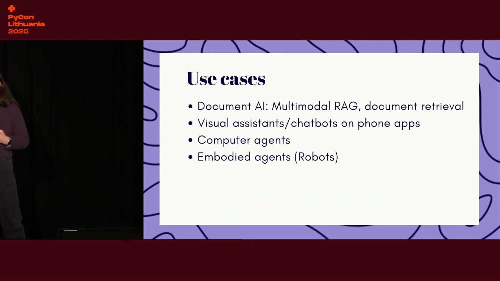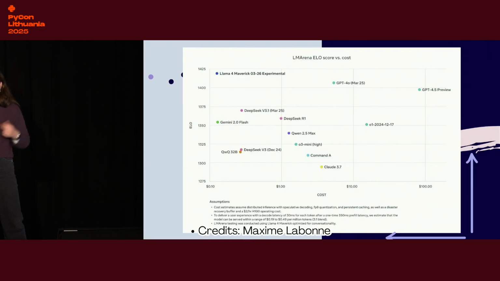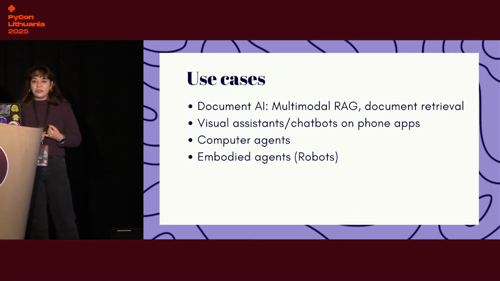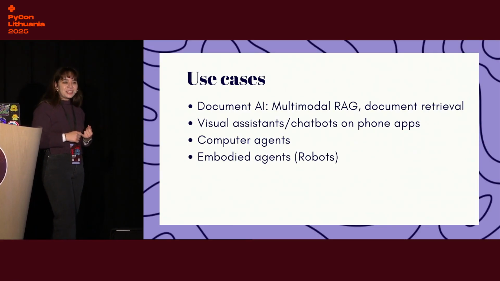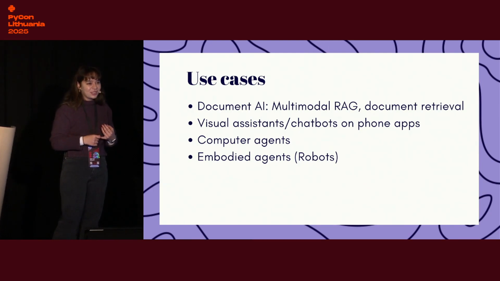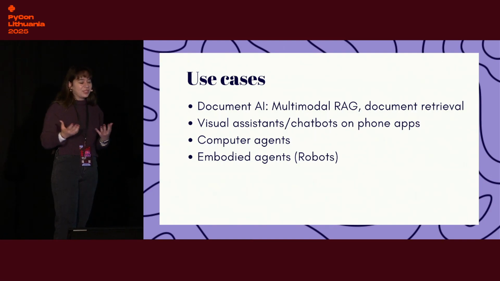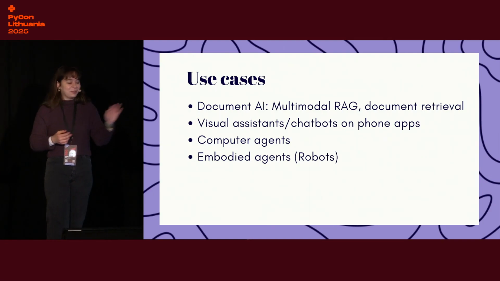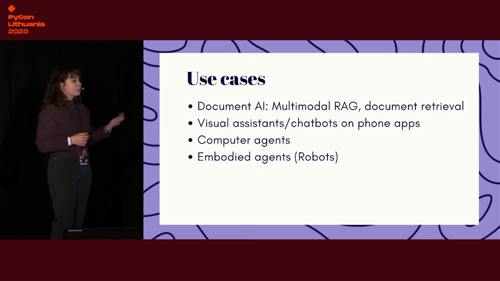So going back, these were for LLMs, but for the VLMs, this is pretty much the same graph as of now. And for vision language models, what are the use cases? How can you use them? You can use them for document AI. First and foremost, it's a very common use case. You can do multimodal RAG, which I'm going to explain later. Do not be scared. You can do document retrieval.